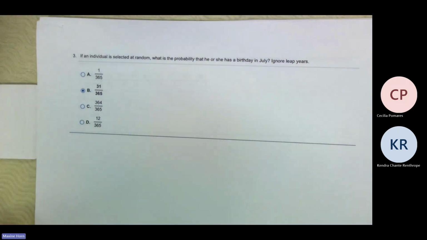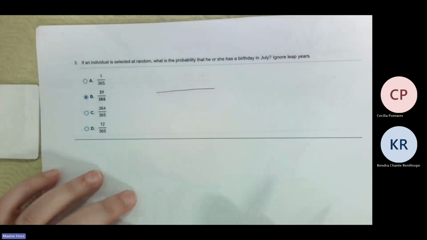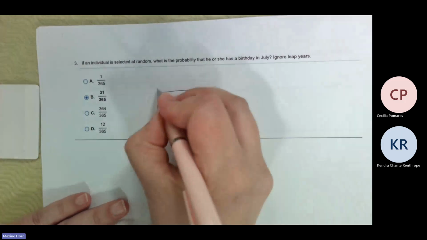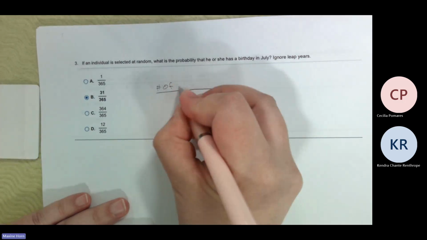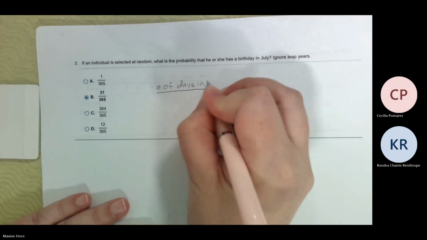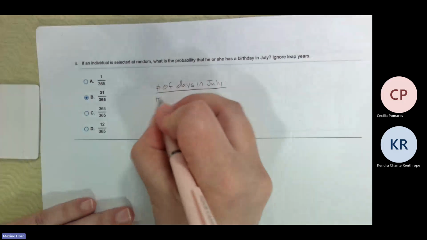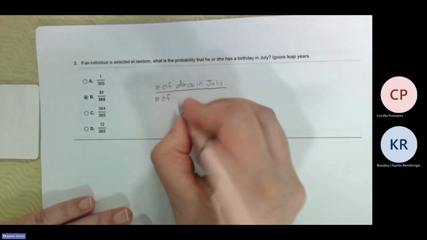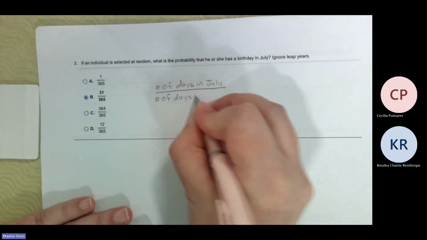Okay, if an individual is selected at random, what is the probability that he or she has a birthday in July? And then ignore the leap years. Okay, so what we're going to do here is create a fraction, and the numerator is going to be the number of days in July. The denominator, or like our sample set, you can kind of think of it that way, is the number of days that we can choose from. So the number of days in the year.